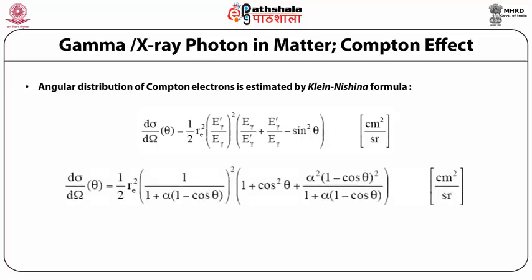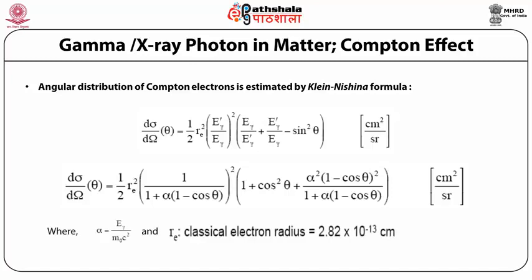motion. D sigma over d theta is equal to 1 by 2 r e square bracket 1 upon 1 plus alpha 1 minus cos theta whole square into bracket 1 plus cos square theta plus alpha square 1 minus cos theta whole square upon 1 plus alpha 1 minus cos theta, and the unit of this is also centimeter square per steradian, where alpha is equal to E gamma upon m0 c square and r e is equal to classical electron radius, and that is basically given as equivalent to 2.82 into 10 to the power minus 13 centimeter.